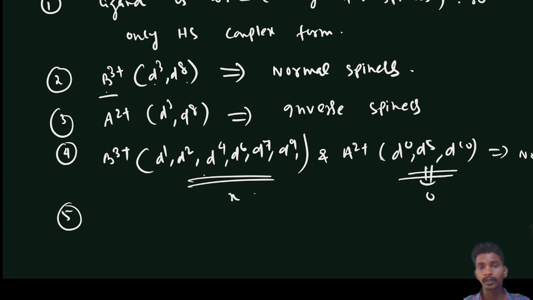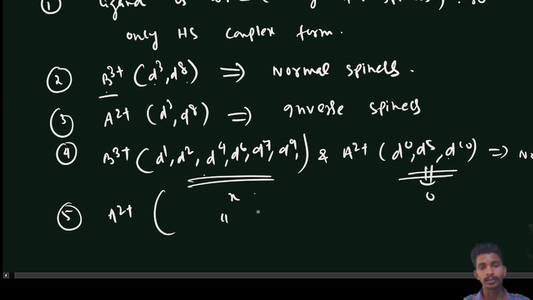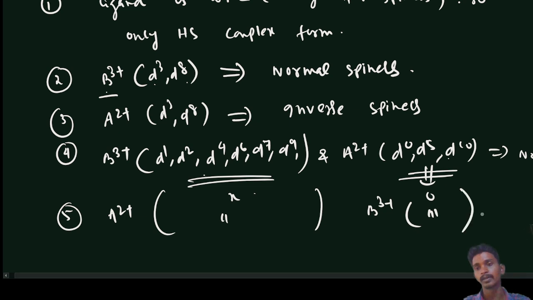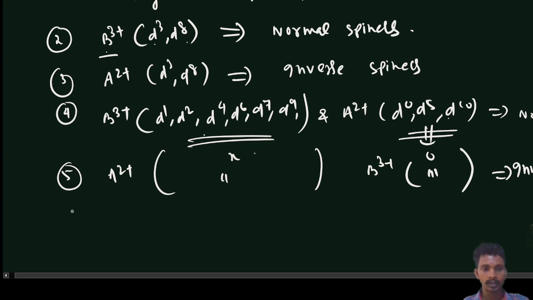If A2+ is this and B3+ is this, then that is going to be the inverse spinel. Let's say A2+ has this configuration and B3+ has this configuration, then this is going to be the inverse spinel.